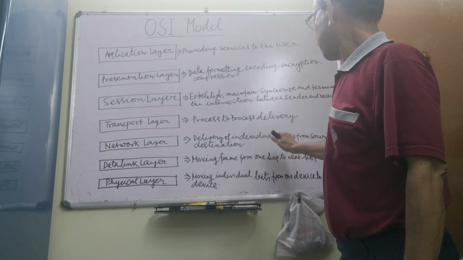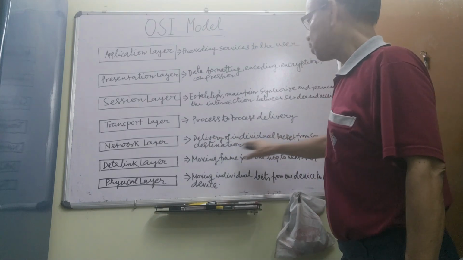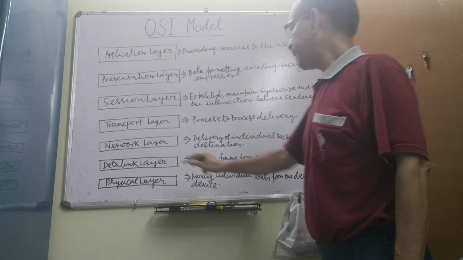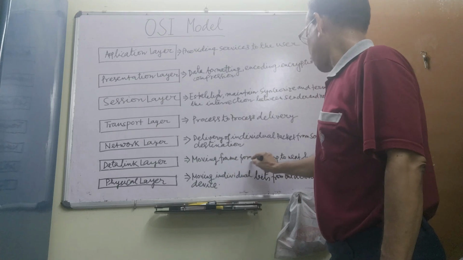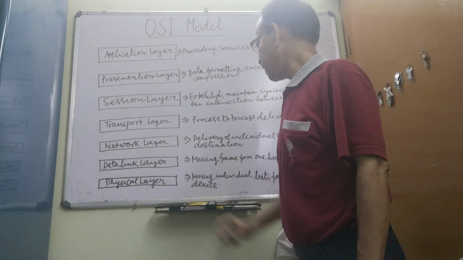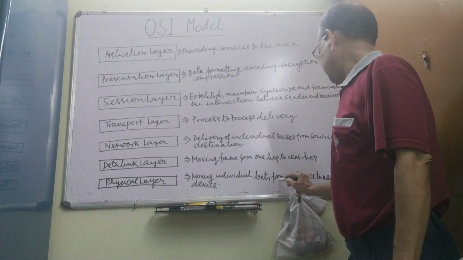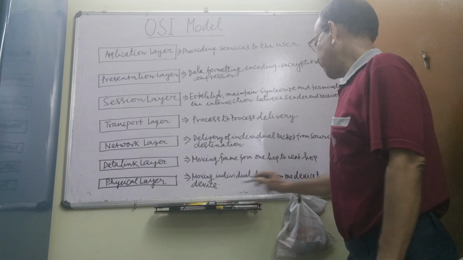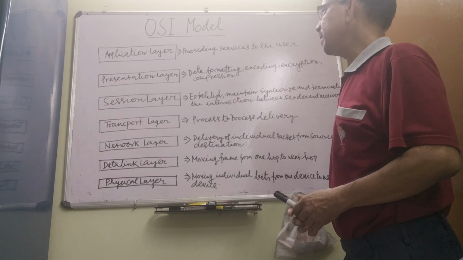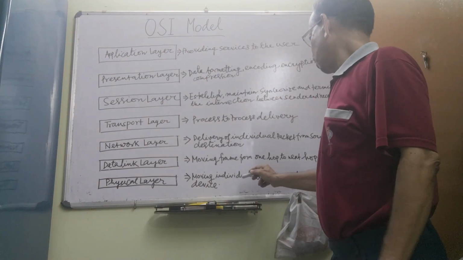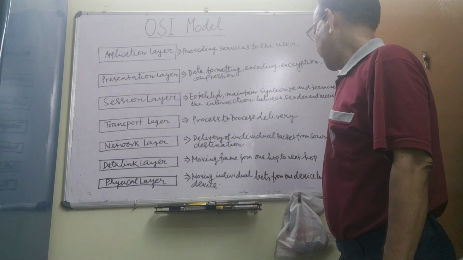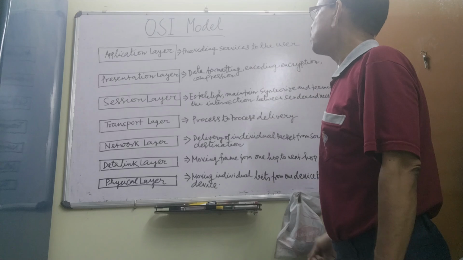Network layer: delivery of individual packets from source to destination. Data link layer: moving frames from one hop to the next hop. Physical layer: moving individual bits from one device to the next device. It is mainly for hardware. The physical layer is responsible for hardware. Here we first convert our message into bits, and bits move from one machine to another machine.